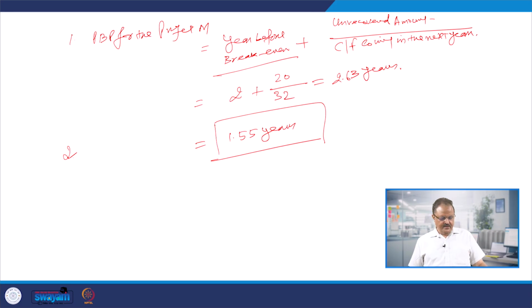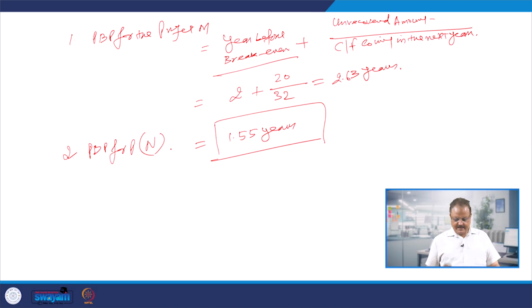So, for project M the payback period is 2.63 years, and applying the same formula to project N, the PBP is 1.55 years. This is the simplest, roughest way of calculating the payback period of projects where you are given information about the cash outflow and cash inflow. No discounting of the cash inflow is done at any rate. Finally, we compare in how many years we will recover the investment, in this case 50 million, from the cash inflow coming in the subsequent years, when the time value of money is not applied at all.